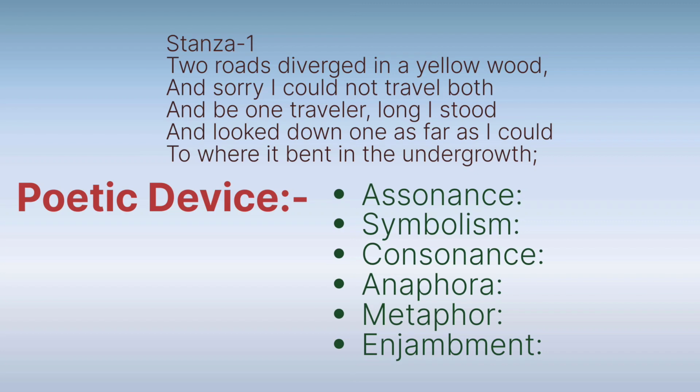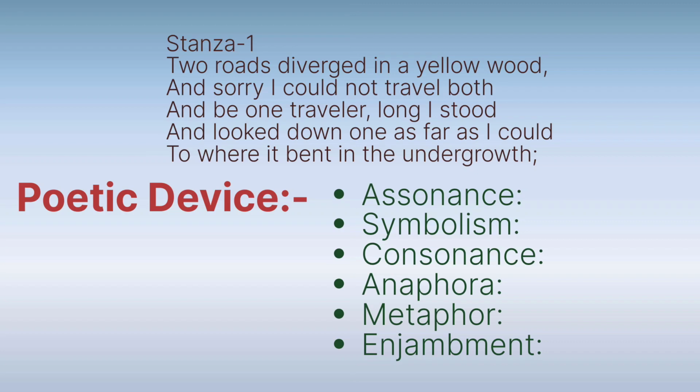And anaphora is used here, the repetition of 'and' at the beginning of lines 2, 3 and 4. So these are the anaphora. And metaphor is also used here. The word undergrowth stands for the future into which the poet cannot see. That is the metaphor.